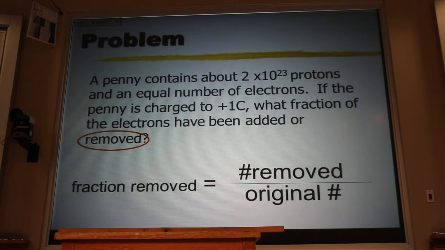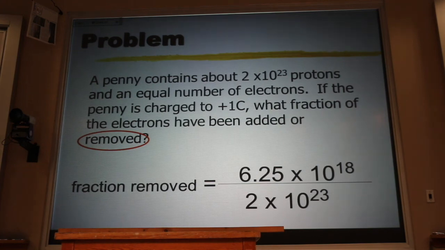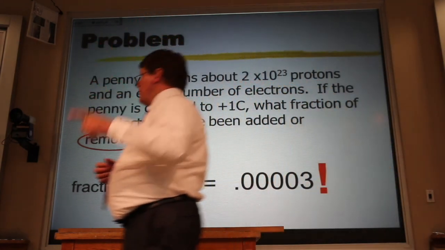that we have. Now the original number is given in the problem, 2 times 10 to the 23rd. If I want to make 1 coulomb of charge, net charge, I have to remove 6.25 times 10 to the 18 electrons, leaving that many naked protons behind. Now if I do that division, I get 3/1000ths of 1%, a tiny, tiny fraction of the electrons that were contained in that penny. And that's to get it to 1 coulomb.